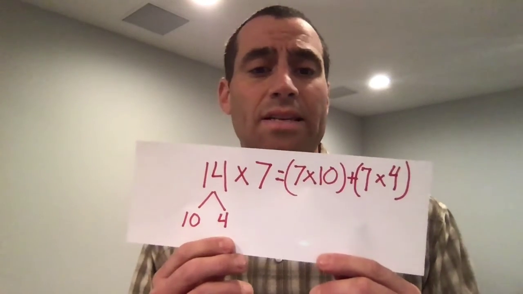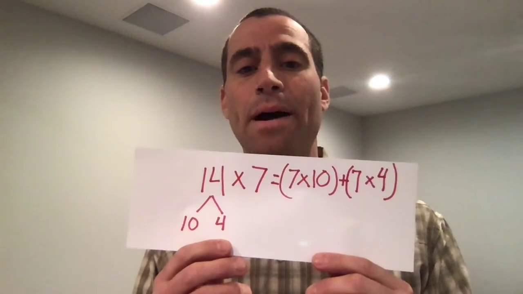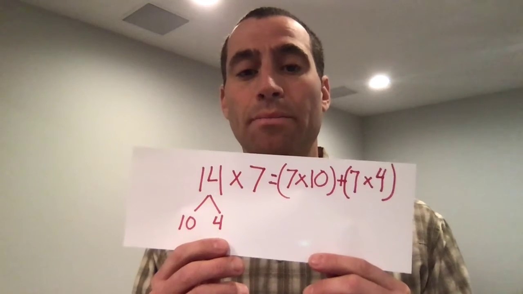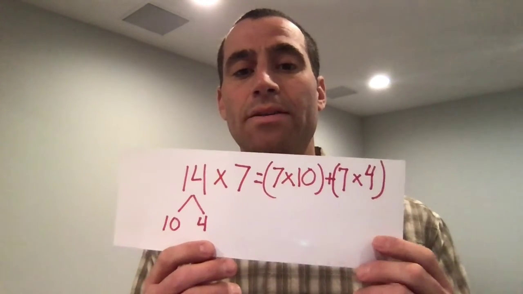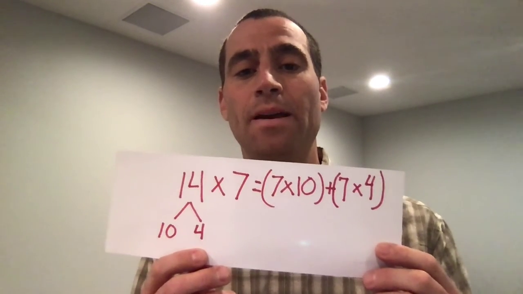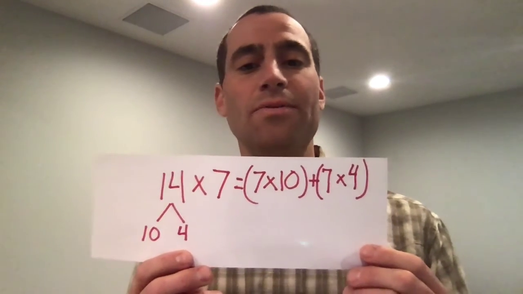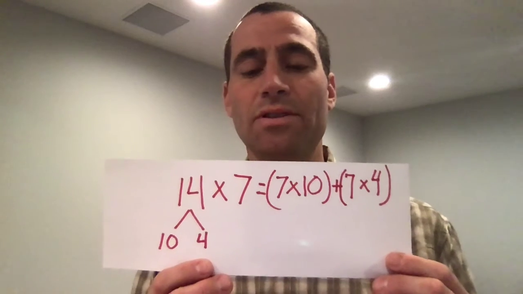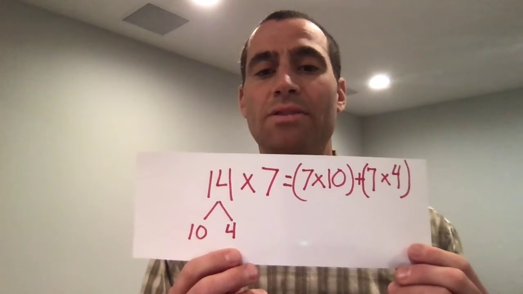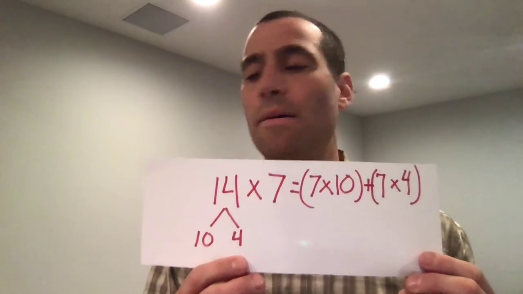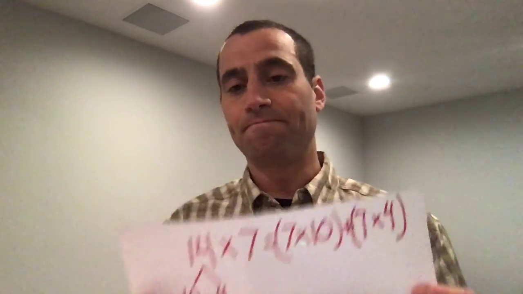So what I'm going to do is I can use what I understand about how numbers are composed and decomposed to make this into a much simpler problem. I'm going to decompose my 14 into a 10 and a 4. I know 7 times 10, and I know 7 times 4. So 14 times 7 is the same as 7 times 10 plus 7 times 4.